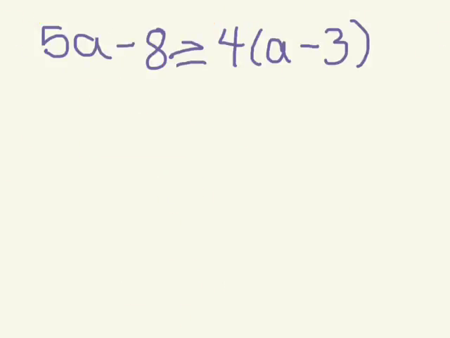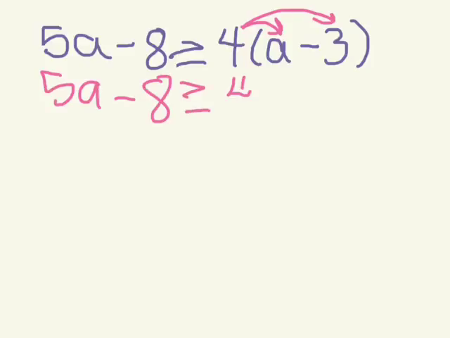Okay, so moving on, let's see what else we have here. Okay, so this is an inequality where I just have to distribute before I can move on here. So again, I have just one quantity that needs to be distributed over here. So I end up with 5a minus 8 is greater than or equal to 4a minus 12, because 4 times a is 4a and 4 times 3 is 12. So now I have some constant terms and some variable terms on both sides of my equation. I want to get my variables on one side and my constants on the other side.